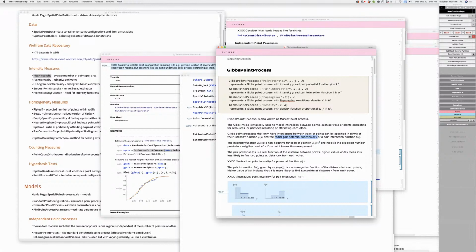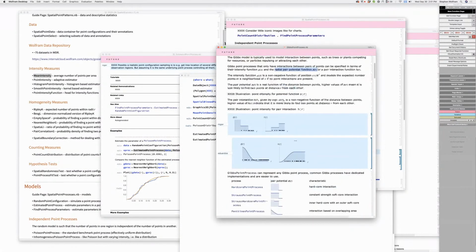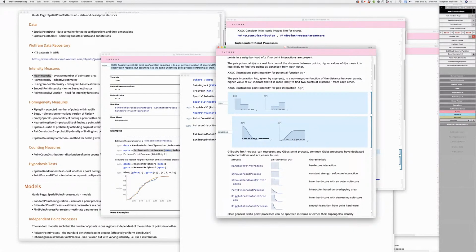Sorry, by standard model, we have a family of models that are all under the Gibbs. The Gibbs is like the general Gibbs. Oh, these are the family. Yeah, yeah, right.